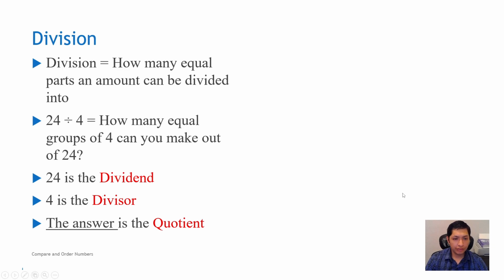Division. Division is saying how many equal parts an amount can be divided into. So if I look at this problem here, it says 24 divided by 4. What it's asking me is how many equal groups of 4 can you make out of 24? Now, in terms of division, in the problem 24 divided by 4, 24 is the dividend and 4 is the divisor. The answer of a division problem is called the quotient.